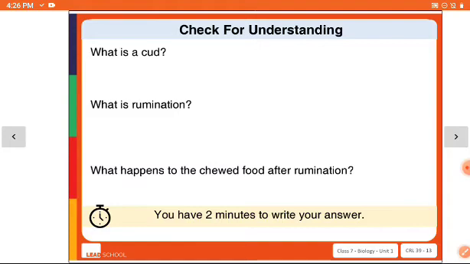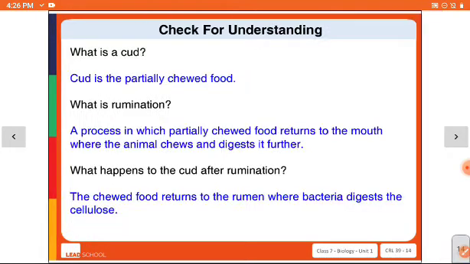First of all, we are going to some practice questions. What is cud? Simple. Cud is partially chewed food. After that, what is rumination? Rumination is a process where partially chewed food returns to the mouth and the animal chews and digests it further. What happens to cud after rumination? The chewed food returns to the rumen, where bacteria digest the cellulose. So these are simple questions discussed in this topic.